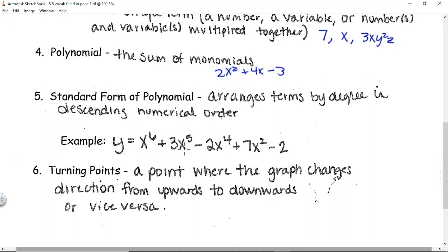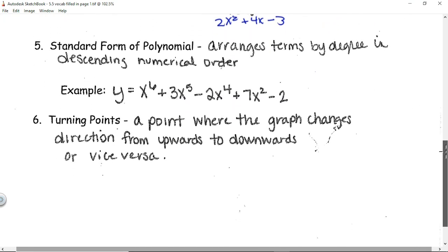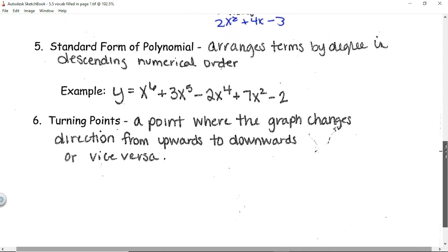They're arranged by degree in descending numerical order. And degree, of course, is the power that the variable is raised to. Those powers get smaller as you go from left to right. Okay? That's standard form. Turning points: a point where the graph changes direction from upwards to downwards or vice versa.